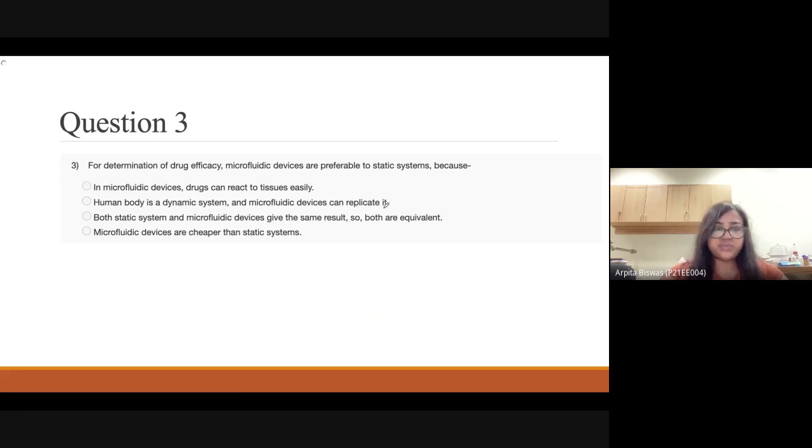So next, moving on to question number 3. For determination of drug efficacy, microfluidic devices are preferable to static systems because, the first option: in microfluidic devices, drugs can react to tissue easily. The second option: the human body is a dynamic system and microfluidic devices can replicate it. The third option: both static devices and microfluidic devices give the same result, so both are equivalent. And the fourth option: microfluidic devices are cheaper than static systems. So go through the question carefully and find out the right answer.